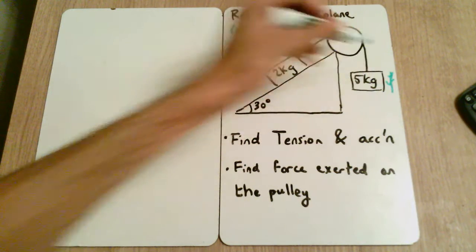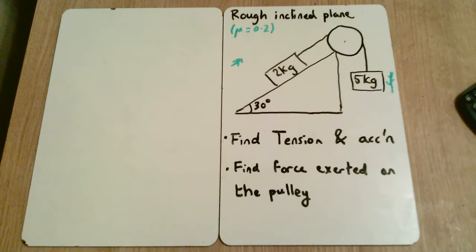Now, the two blocks are connected by a light inextensible string, meaning that the tension is going to be constant throughout. And then for the final part of this question, we're going to look at how to work out the force exerted on the pulley. This is a question that does come up from time to time, and a few people get a bit stuck when it comes to it.